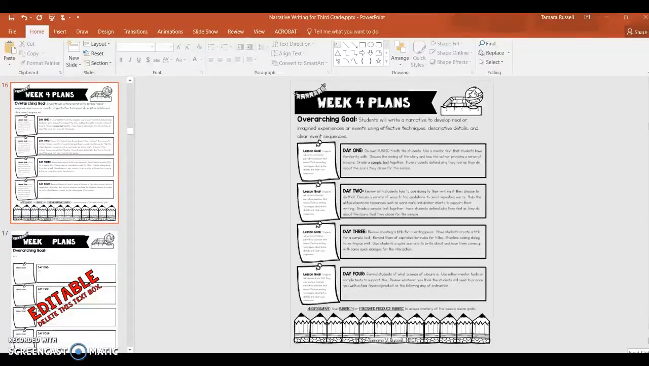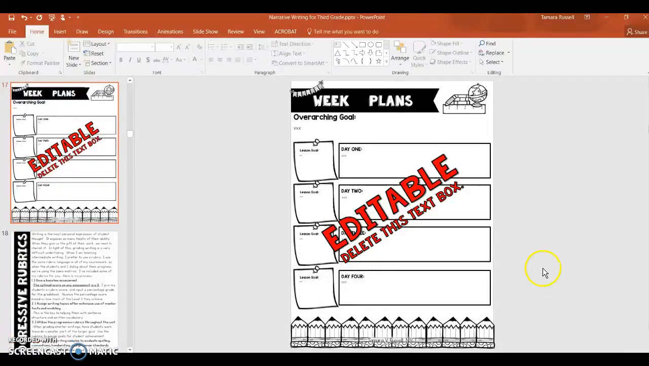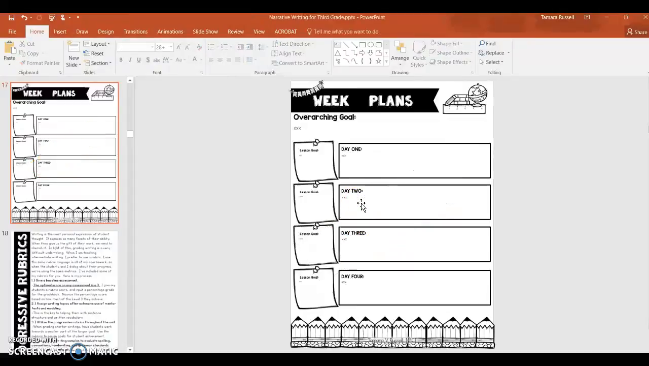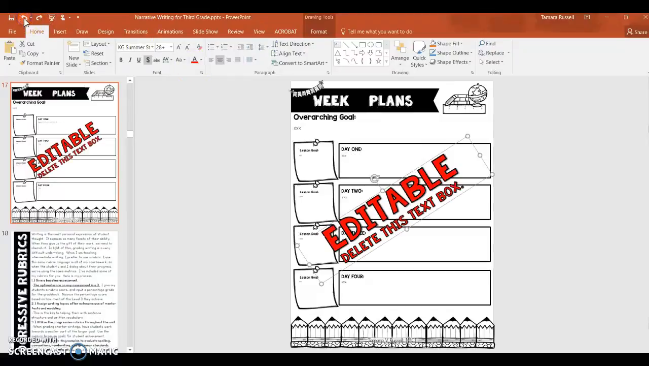But if you want to do your own plans, then you can go to the editable version, okay? So what you would want to do is just take off this text box like this, and then you can start to type in here whatever it is that you would need to be typing. So you can change things up if you'd like. I'm just going to undo like that. And up here, you would just put in whatever the week's plan is. So let's say this is week 10, then you would put in week 10. Make sense? All right, so that's for you guys there.